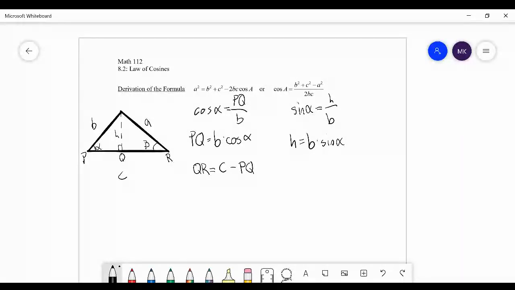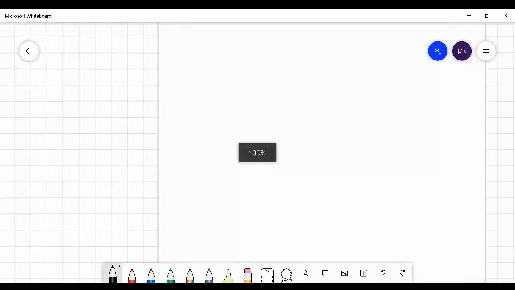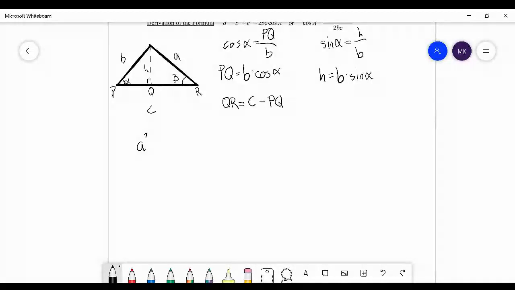So these are the base elements of what I need to derive this formula. And what it's really going to come from is focusing on this right triangle here, the triangle from this point down to Q over to R. And we're going to use the Pythagorean theorem, which tells us very simply that A squared is equal to H squared plus QR squared, right? Which makes sense because it's simply the leg squared plus the leg squared equals the hypotenuse squared.